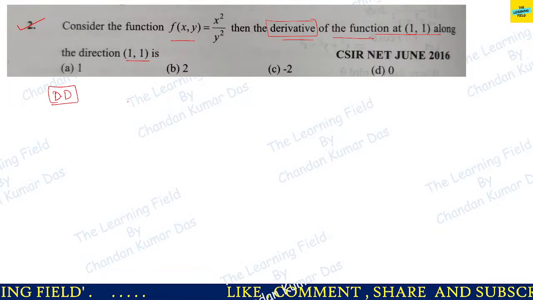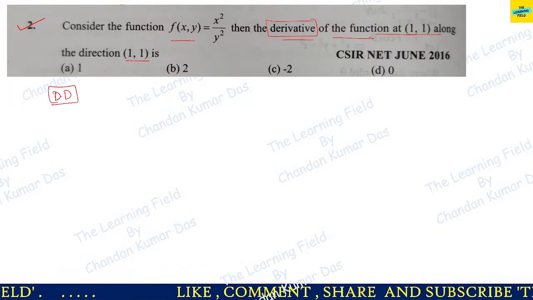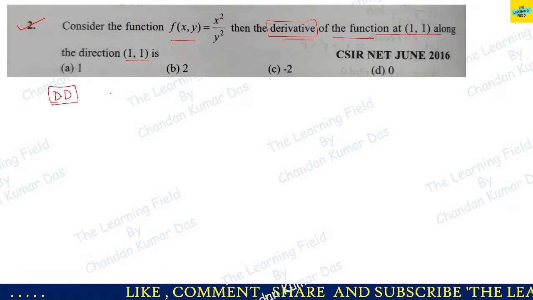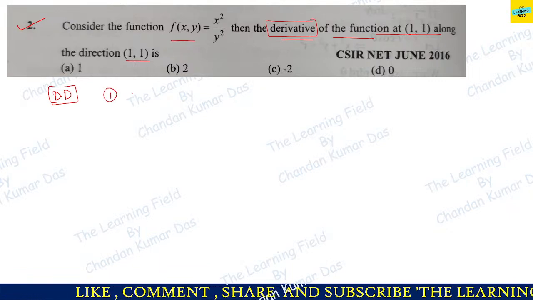That means here we want to find the derivative of some function at some point along some direction. Okay, that means this is simply a question of directional derivative. And there are two formulas basically to calculate the directional derivative. The first one is the most useful formula, which is the vector formula.